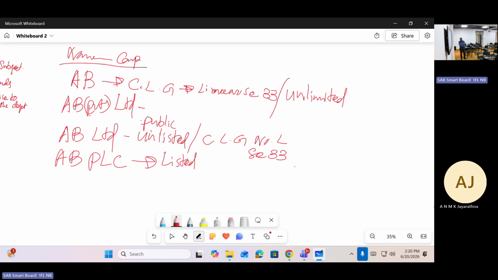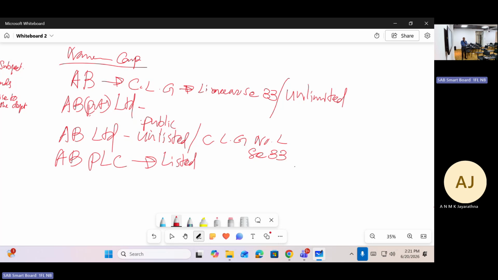Next slide, we can say because an offshore company may be incorporated in Sri Lanka, but cannot do any business in Sri Lanka.